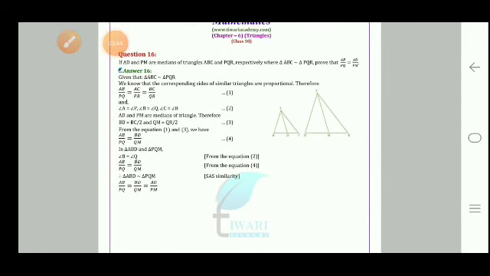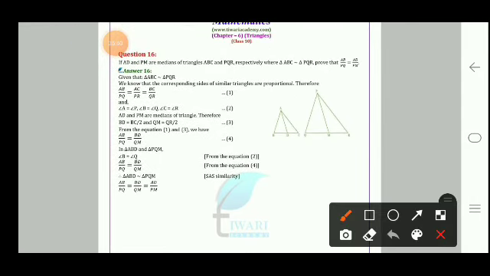Now the last question, question number 16. AD and PM are the medians of triangles ABC and PQR respectively, such that triangle ABC is similar to triangle PQR. Prove that AB upon PQ is equal to AD upon PM.